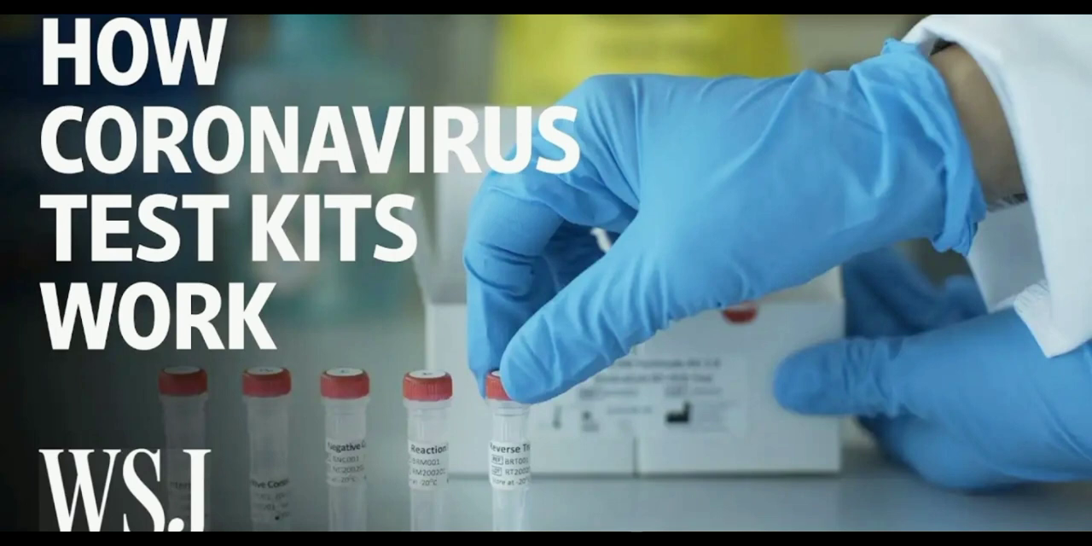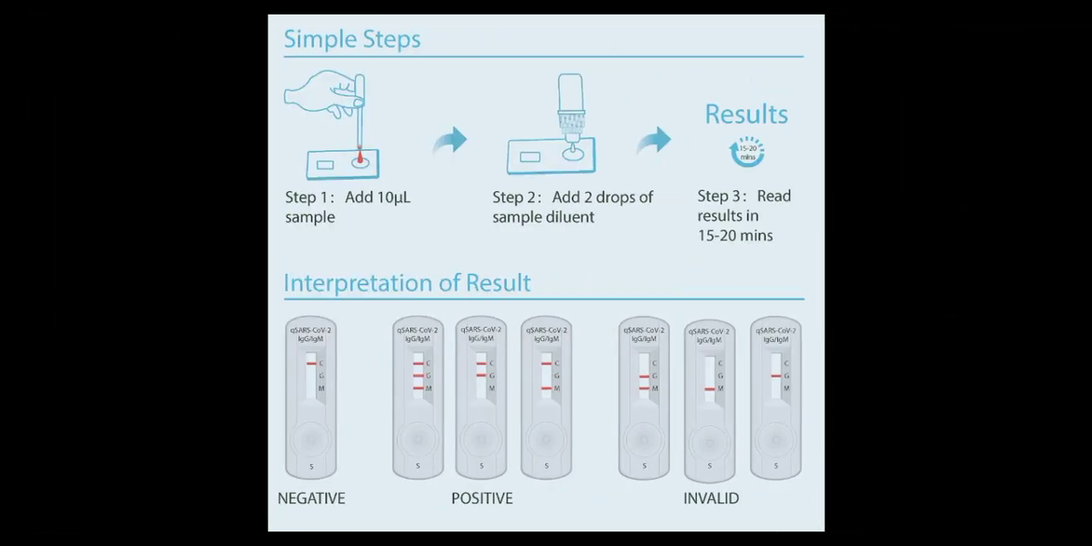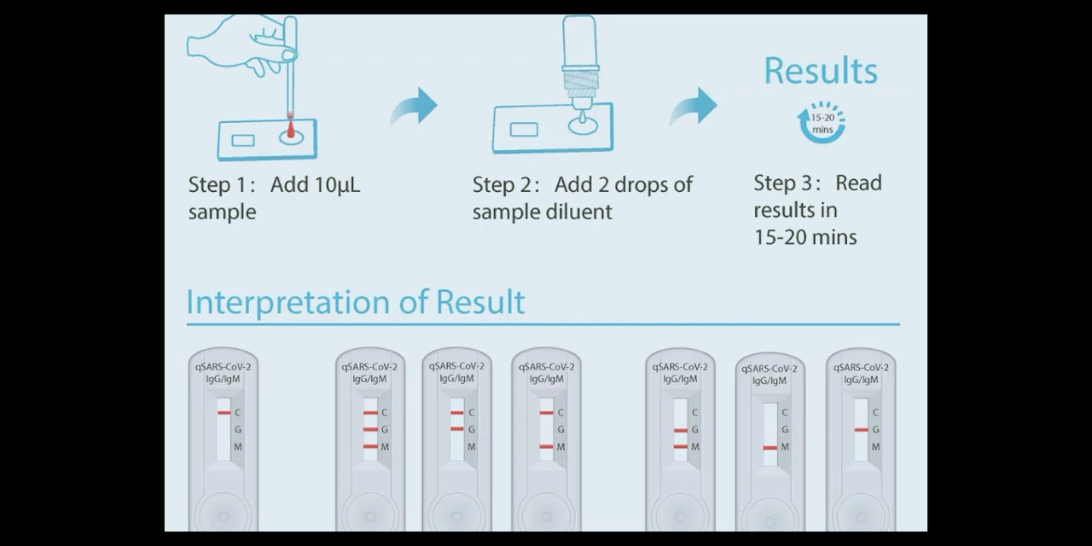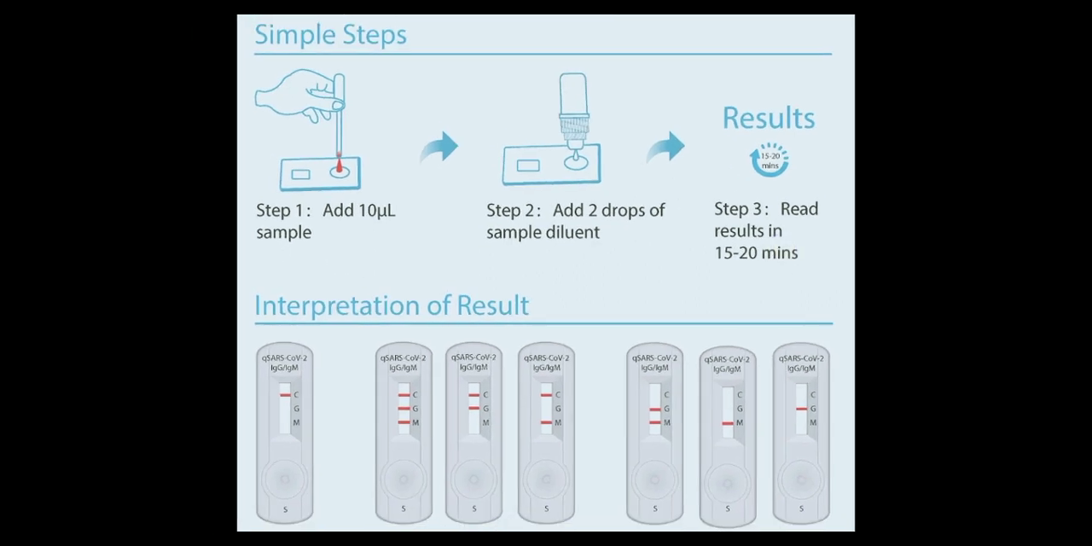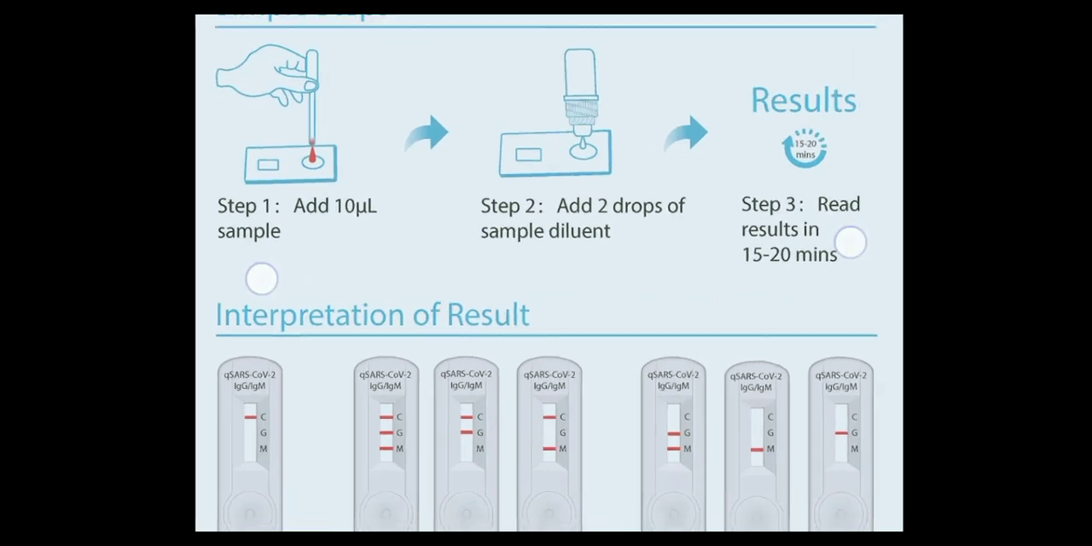So how do coronavirus test kits work? Let's discuss it now. Let's just start with the simple steps here. As you can see in step 1, add 10 microliters of sample, that is a blood sample, which is finger pricked. Step 2 is add 2 drops of sample diluent, which is our buffer, a PBS buffer, phosphate buffer solution. And step 3 is read results in 15 to 20 minutes. So these were the simple steps.